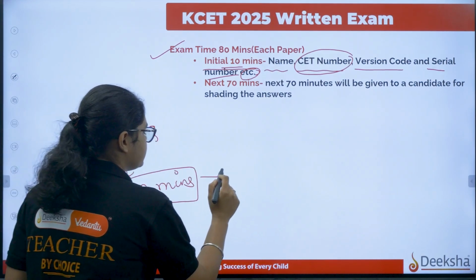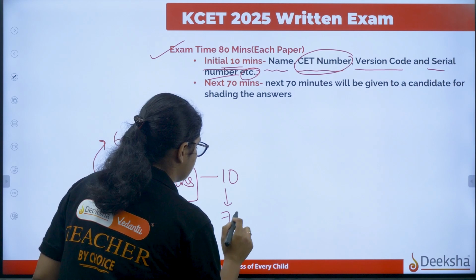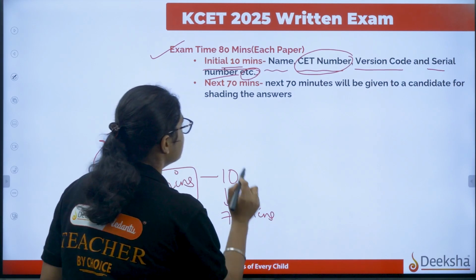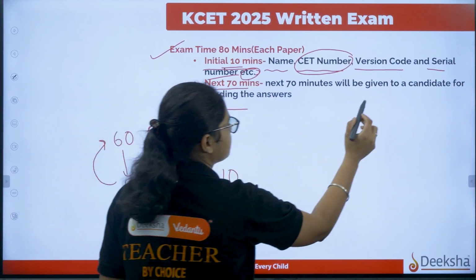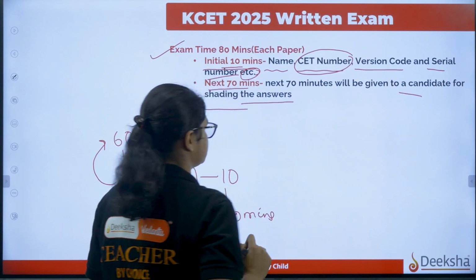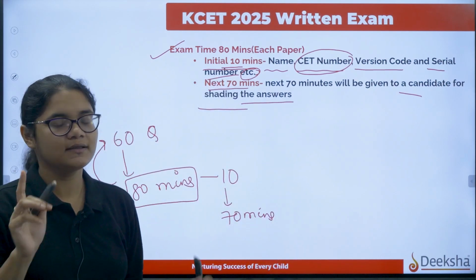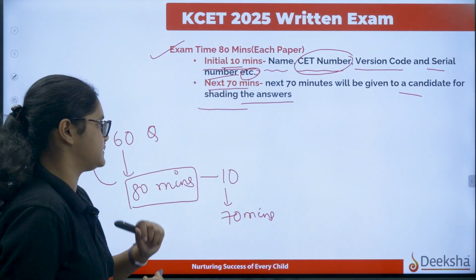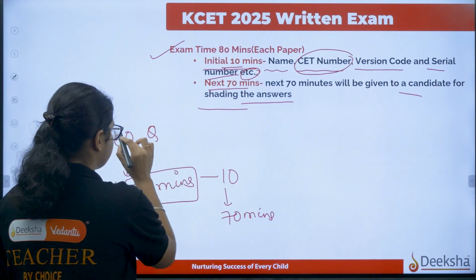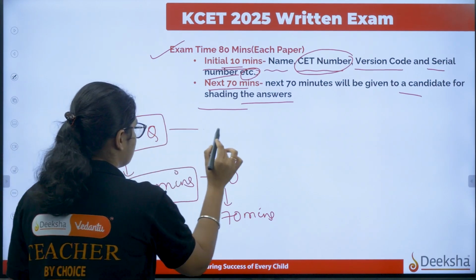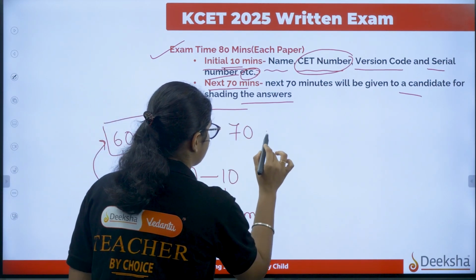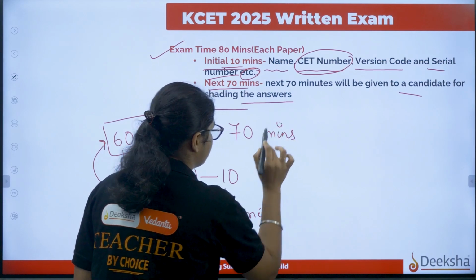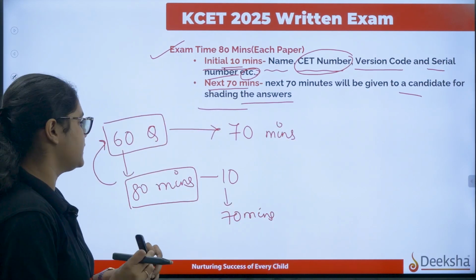So from 80 minutes we have subtracted 10 minutes, so now we have 70 minutes. The remaining 70 minutes are given for the candidate to shade the answers. Now what is this shading of answers? We will discuss it in the next slide. So for solving the 60 questions, how much time will you be getting? You will be getting around 70 minutes. I hope this is clear.